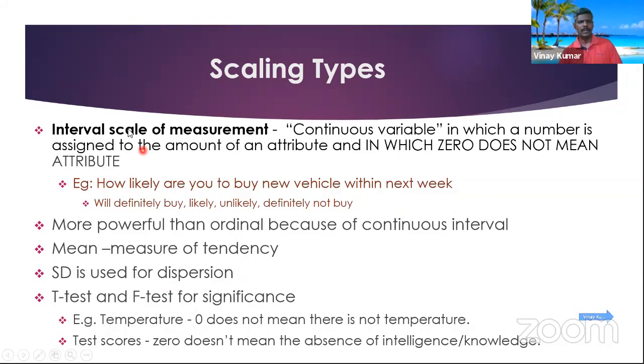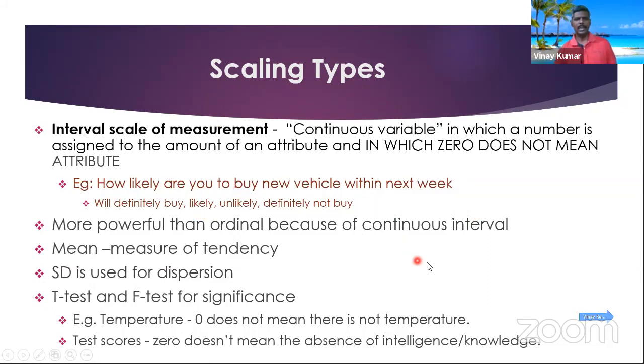But here we should understand in the interval scale, there is no absolute zero. For example, if the researcher is doing a research on temperature, zero does not mean that there is no temperature. So here, zero is not absolute zero. It's relative. You should understand. Even test scores. So if a student is scoring zero, that doesn't mean that the student is not intelligent or does not have any knowledge on the subject. So zero doesn't have absolute value here. It's relative zero here in the interval scale. That's why this also is not an accurate scale of measurement.